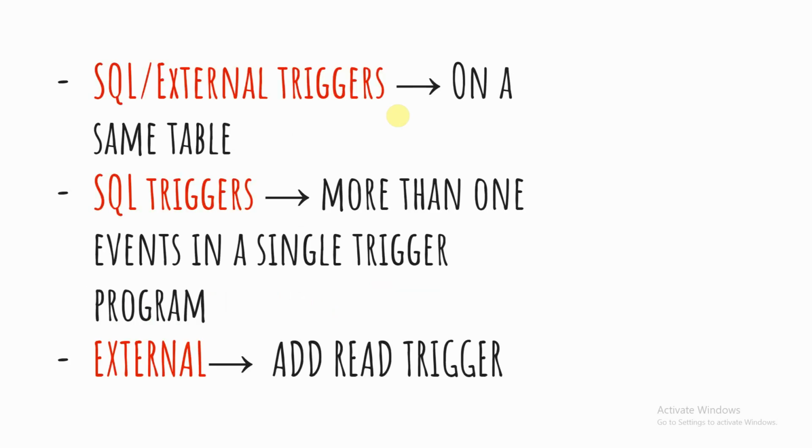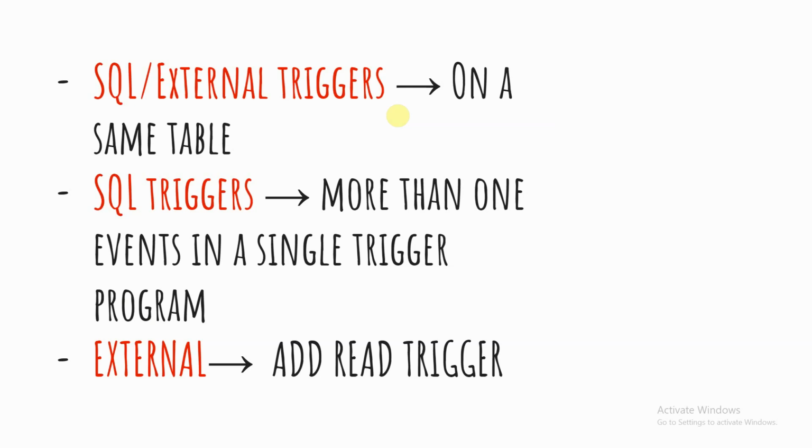Now, SQL and external triggers can both be applied on the same table, meaning on a PF or a table. But SQL triggers can be applied on a view as well. SQL triggers can also have more than one event in a single trigger program, so we can specify more than one trigger in a single trigger program, and even in external triggers as well.